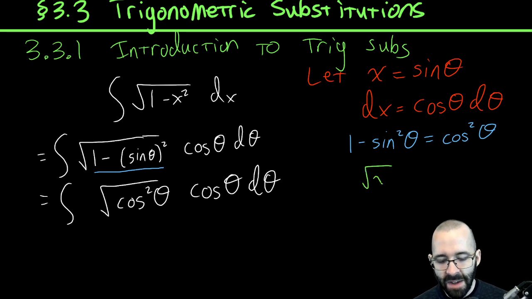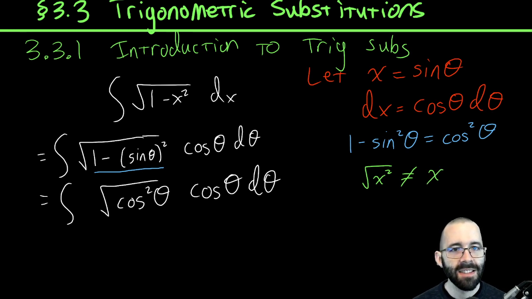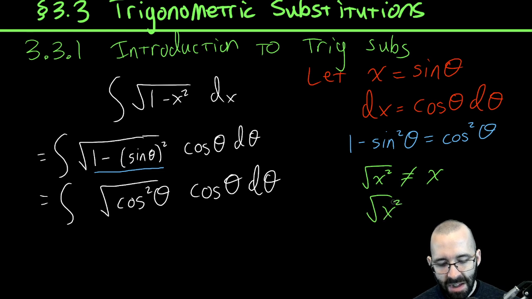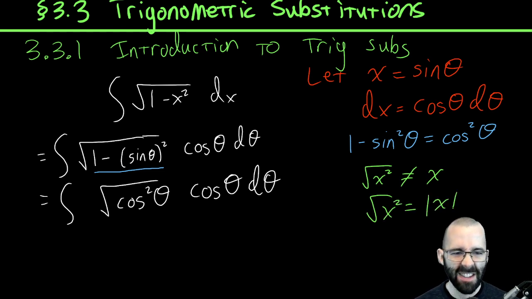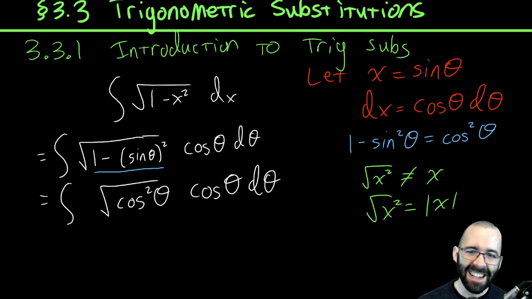The square root of something squared is not always just equal to x. Right? If x is negative, for example, this equality is not true. Negative 2 squared is positive 4. Square root of 4 is 2. Negative 2 and 2 aren't the same thing. So the square root of something squared is the absolute value of that. So, all right, it's not as nice as it could be.